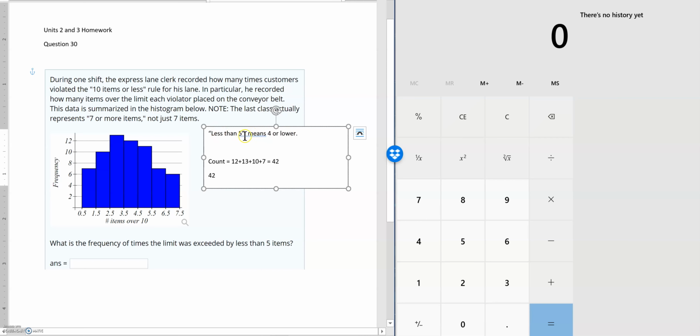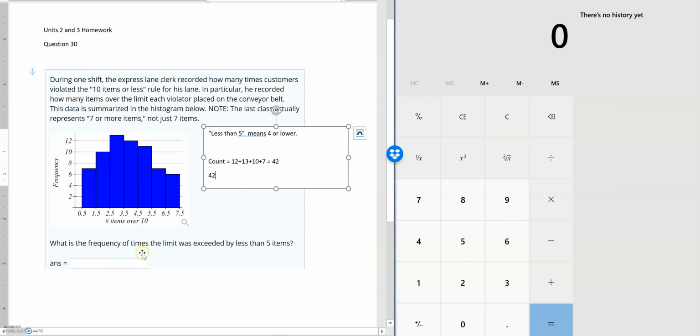If these weren't discrete data values, or discrete quantitative data, in other words, if it could be a decimal, like if I said less than $5, you could say $4.99. But here, if I say less than 5 items, the next number that it could possibly be is 4. Okay, so it means 4 or lower. So let me count all the 4s, or everything that's 4 and lower.